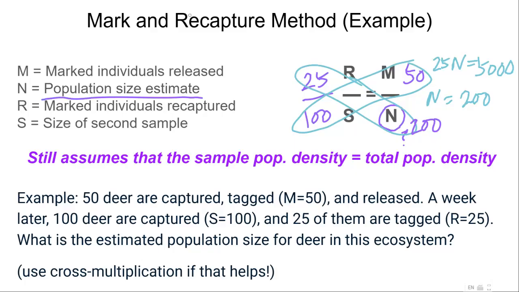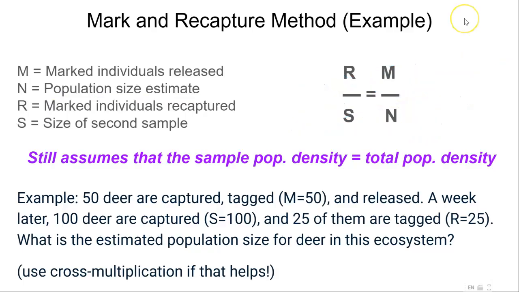So what this is saying is that here's our sample. We sampled 100, and of those, 25 were marked, which means when we released our 50 marked deer, we were releasing them into a total population of 200. These densities should equal each other if that assumption is true.